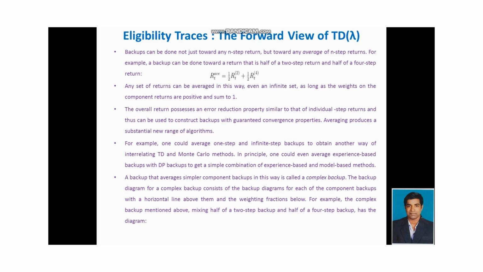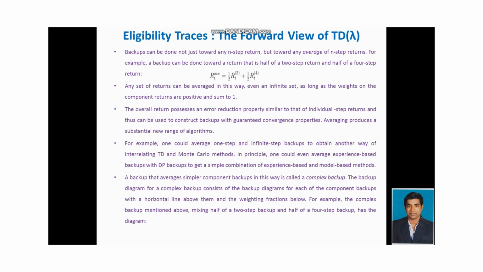For example, one could average 1-step and infinite step backups to obtain another way of interrelating TD and Monte Carlo methods. In principle, one could even average experience-based backups with DP backups to get a simple combination of experience-based and model-based methods. A backup that averages simpler component backups in this way is called a complex backup. The backup diagram for a complex backup consists of the backup diagrams for each of the component backups with a horizontal line above them and the weighting fractions below.